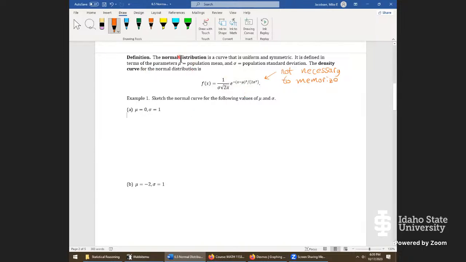So let's read through this. It says, The normal distribution is a curve that is uniform and symmetric. We know that. It's also bell-shaped or mound-shaped, as our author calls it. It is defined in terms of parameters, mu, which is the population mean. And where it says the word parameters, recall parameters is synonymous with population characteristic. Let's say that right here just for a reminder. Parameter is the same as saying population. I'll use pop for population. Characteristic.